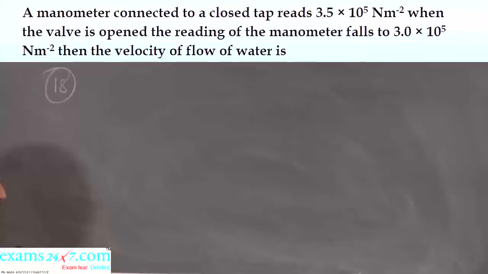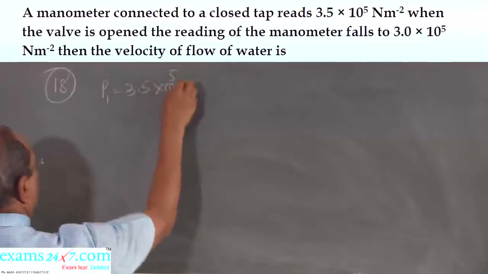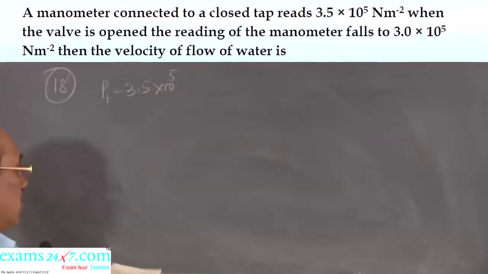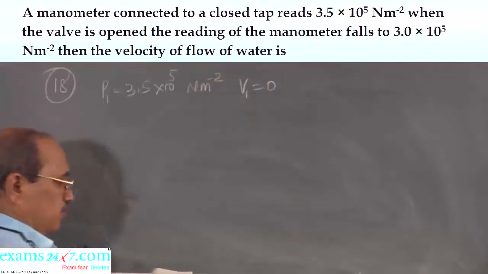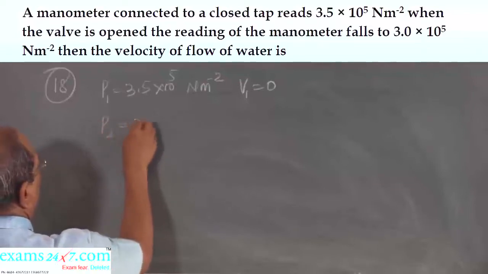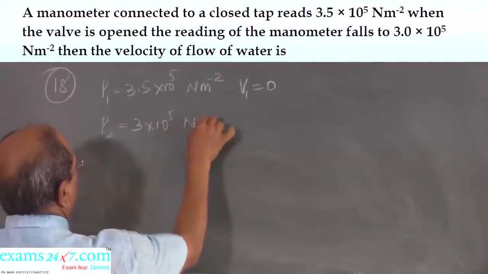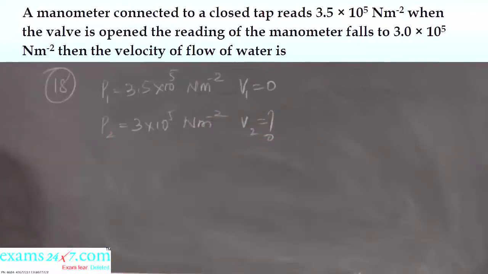A manometer connected to a closed tap reads P1 is 3.5 into 10 power 5 Newton per meter square. Closed tap means velocity V1 is 0. When the valve is opened, the reading of the manometer comes down to 3 into 10 power 5 Newton per meter square. What is V2? Manometer falls to, same as previous, it is level 3.